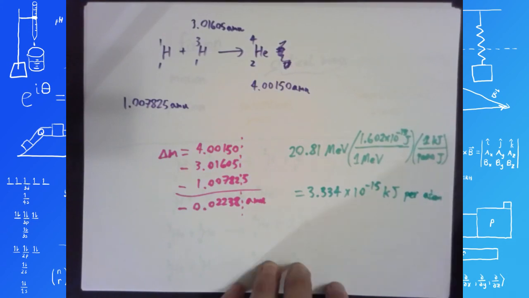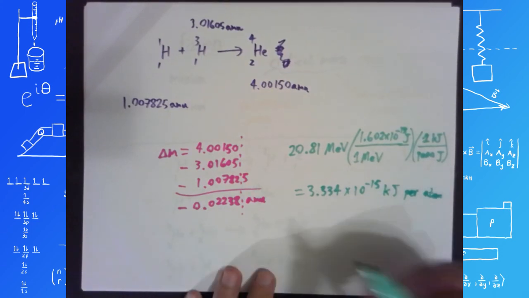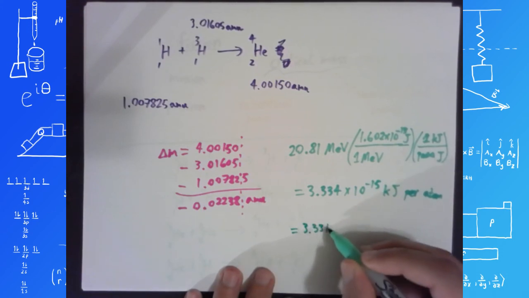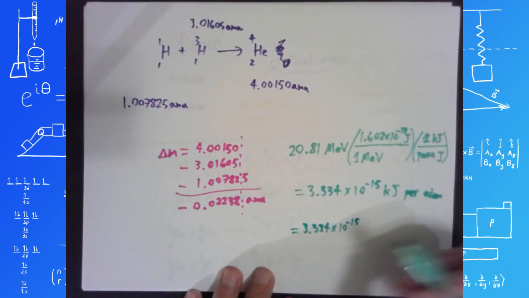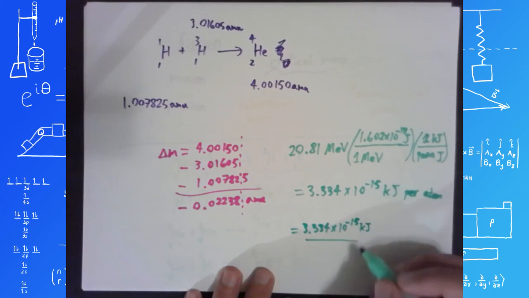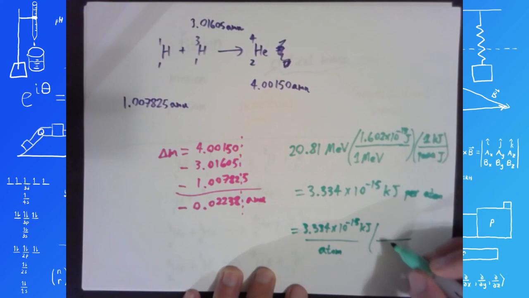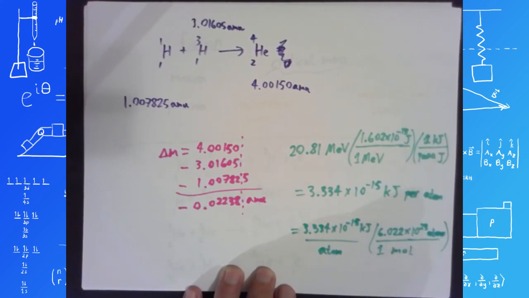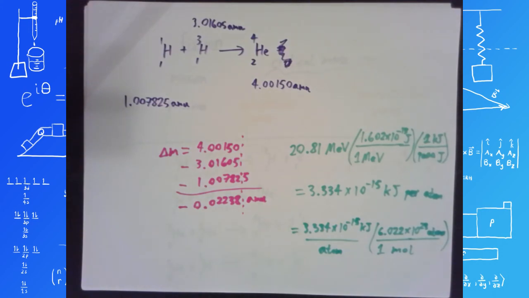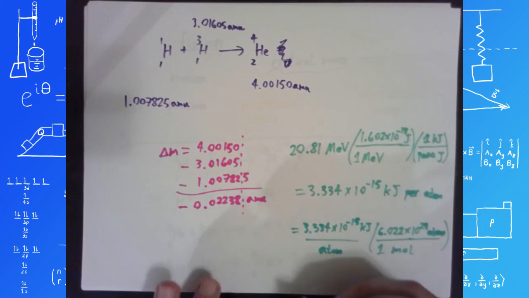Per mole, we're going to need to multiply by Avogadro's number. So that's going to be 3.334 times 10 to the negative 15 kilojoules per atom times 6.022 times 10 to the 23 atoms per mole. Gives you the kilojoules per mole. Let's go ahead and multiply that out. 3.334 times 10 to the negative 15 times 6.022 times 10 to the 23rd. Let me convert that to scientific notation. That's 2.008 times 10 to the 9. Oh my goodness.